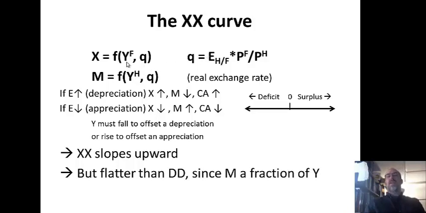A strong currency means that you're going to import less. How do you balance that? The only way to have equilibrium is to have less income. So those are both possibilities. We're going to have an upward sloping curve.